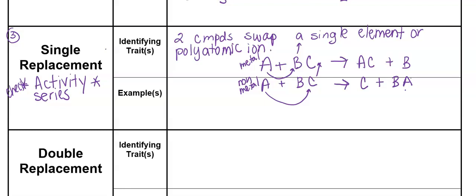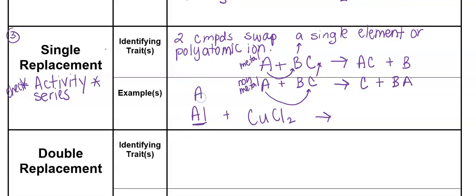It makes no difference as long as the products are on the product side. Let's give an example of this. We have aluminum, and we have copper chloride. And then we have to figure out what the products are. We can identify that this is a single replacement because we have one element by itself.